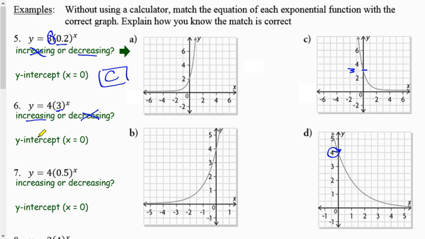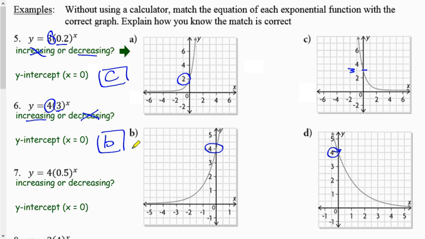Then I look at the y-intercept. Here I have an a value of 4, so I'm looking for a y-intercept of 4, but my graph is increasing. Here I had a y-intercept of 4, but the graph is decreasing. I don't want D. Here I have a y-intercept of 4, and my graph is increasing. Here I have a y-intercept of 2, so I don't want A. My answer will be B.